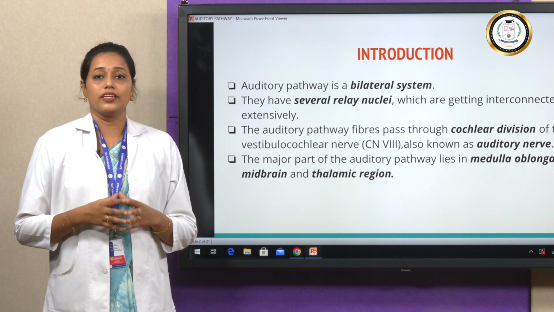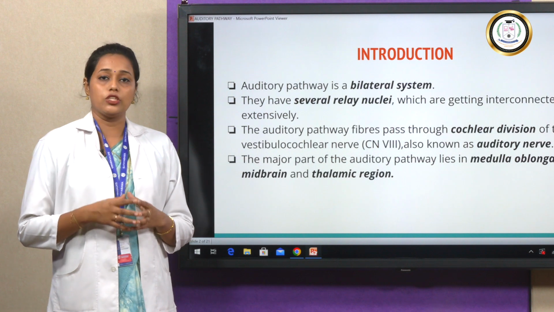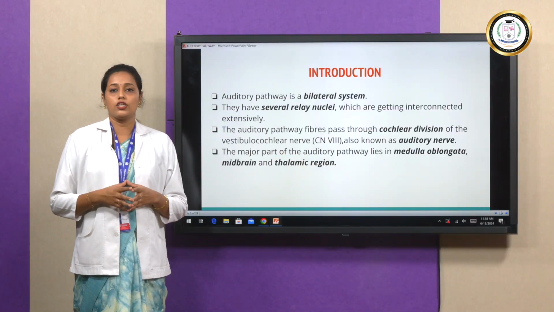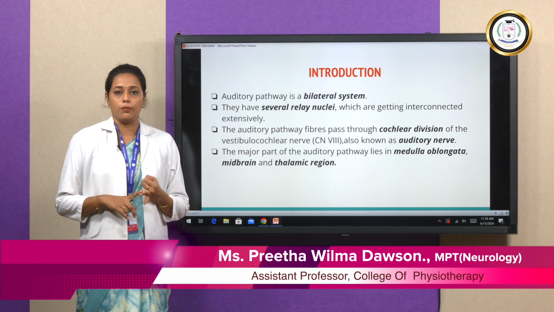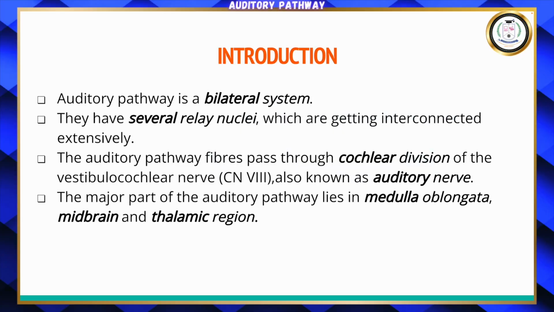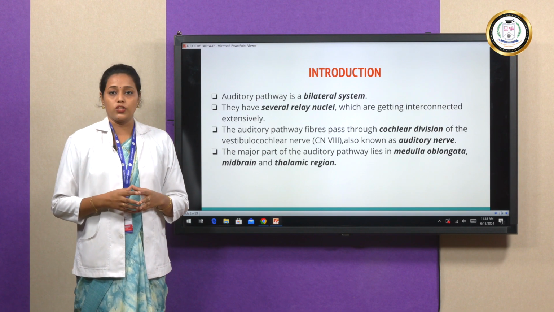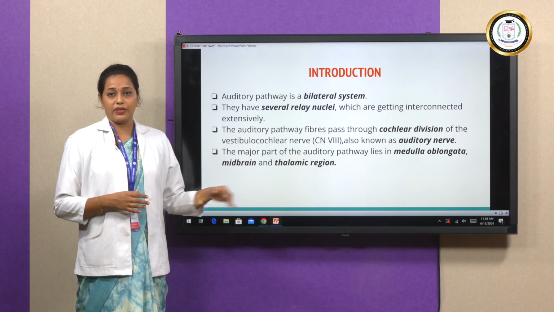We all know that the cranial nerve 8 is called the vestibulocochlear nerve. So this vestibulocochlear nerve is divided into two components. The first component is the vestibular component and the other one is the cochlear component. So the auditory pathway fibers will pass through the cochlear division of the vestibulocochlear nerve, which is the cranial nerve 8. The major part of the auditory pathway lies in the medulla oblongata, midbrain and the thalamic region.